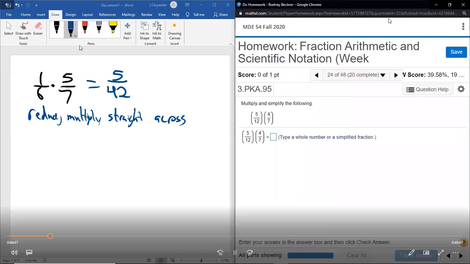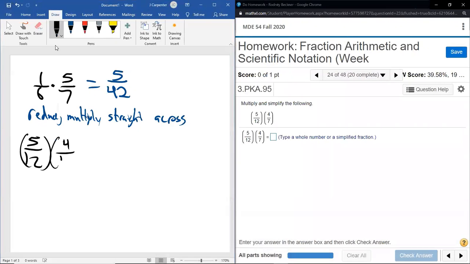This one, we got 5/12. Now they put it in parentheses. Then 4/7. 4/7. That's what happens when you write and think at different speeds and talk. Now this problem, it looks different because of the parentheses, but it's the same thing. It's the multiplication. This is literally the same thing as this if you want to rewrite it.